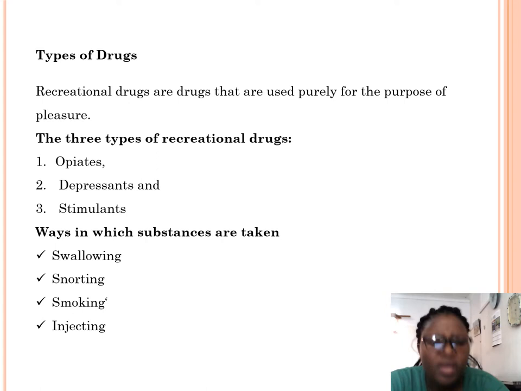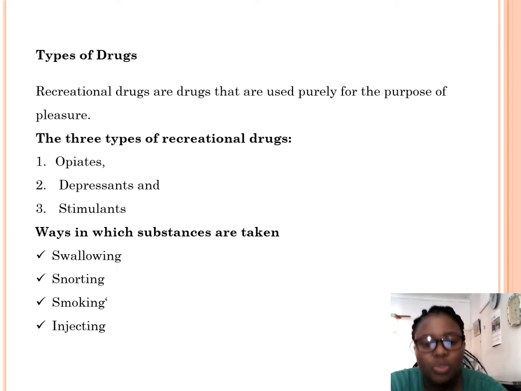Under recreational drugs, we have three types: opiates, depressants, and stimulants. In your book, it states very well which one is which and how you identify them. That is for you to read and for me to find out if you have read it. There are also ways in which substances like drugs are taken into the body. The first one is swallowing, which is putting it in your mouth and swallowing it. Then there is snorting through your nose, smoking, and injecting it into your bloodstream.